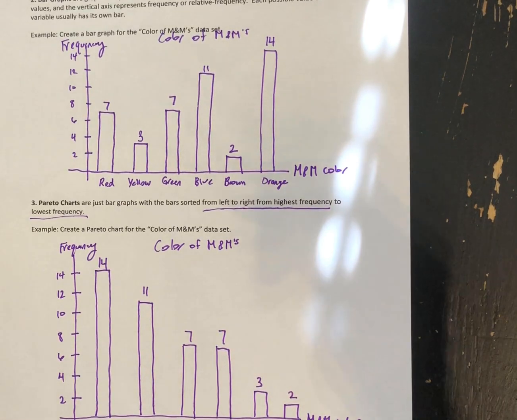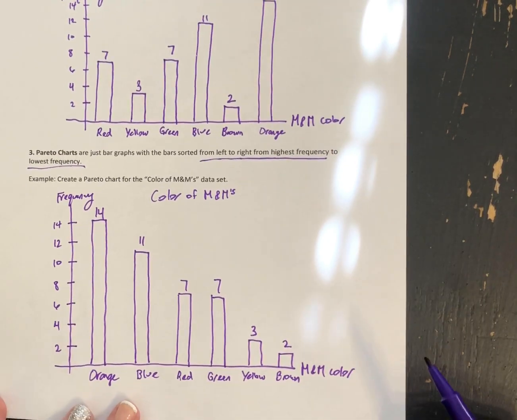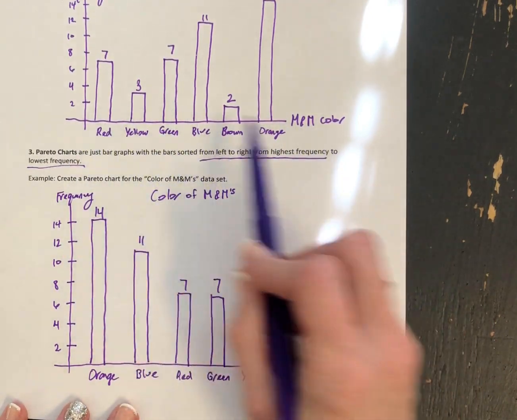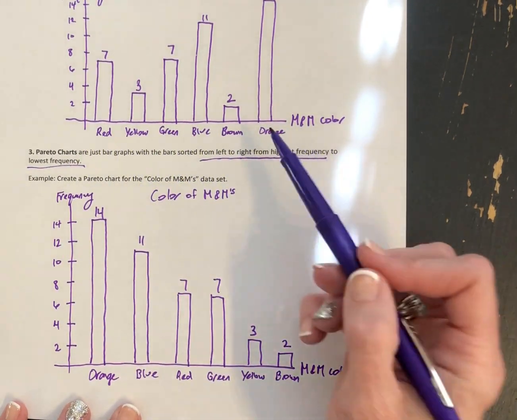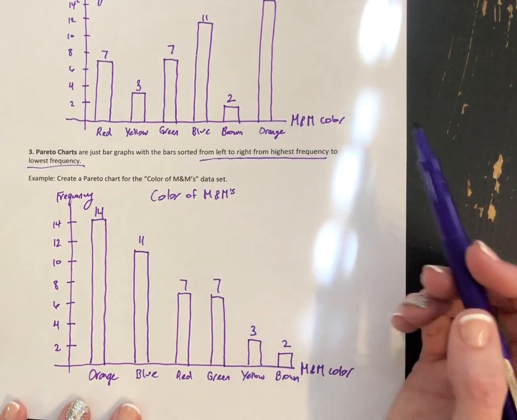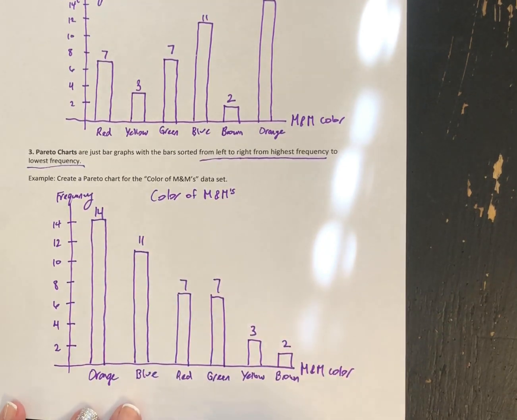Okay, so with qualitative data like we're looking at here, it really doesn't matter what order you place the value of the variable of interest, because that variable is non-numeric and could be put in any order at all. The only time that we're going to be picky about the order is when we're asked to do a Pareto chart.